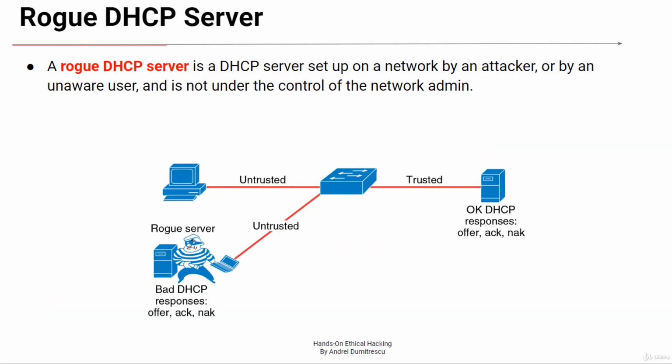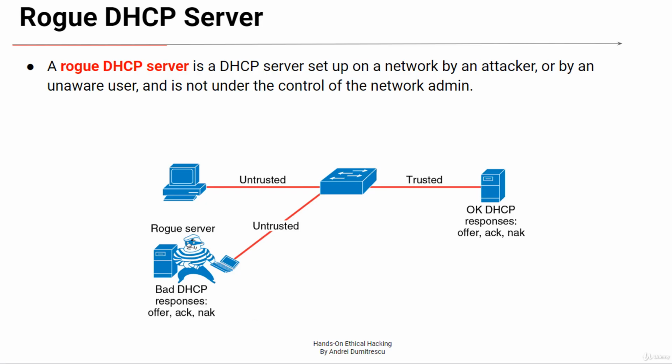And the last attack we are talking about is called DHCP rogue server. A rogue DHCP server is a server set up on the network by an attacker or by an unaware user and is not under the control of the network admin. Using the rogue server, the attacker can start sending IP addresses and other configuration settings to the network DHCP clients. These configuration settings include default gateway and DNS server IP addresses that are not the legitimate ones but are of the attacker or under its control.